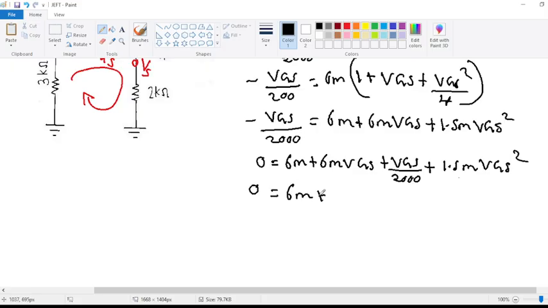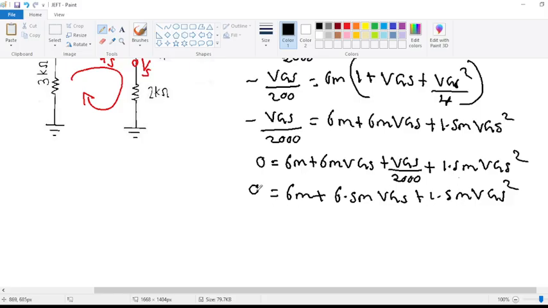Okay, so from there now, we are going to have our 0 equals to the 6 milli here plus. Now that one here, what is 6 milli plus 1 over 2000? So you just divide, that is 1 divided by 2000. That is 5 times 10 raised to the power negative 4 plus 6 milli. You're going to have 6.5 milli VGS plus 1.5 milli VGS squared. Here you just add, that is 6 milli plus VGS over 2000.